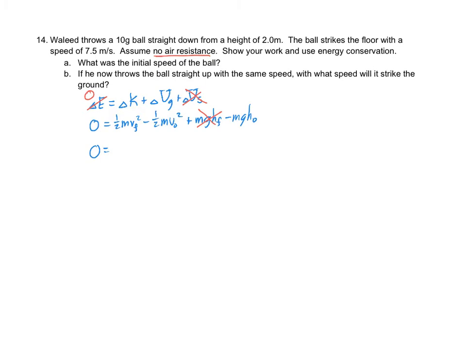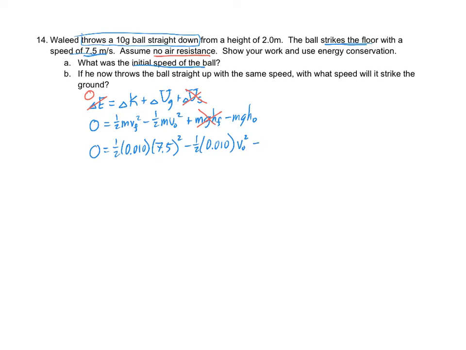Sometimes the kinetic energy goes away, but it does say that it strikes the floor with the speed of 7.5, and it does say that he throws the ball straight down. And so that's going to give us a different answer here. So putting numbers in: 1/2, we got the mass, which is 0.010, times the final velocity. It says it strikes the floor with the speed of 7.5, so that's going to be 7.5 squared, minus 1/2 again the mass, 0.010, times the initial velocity, and that's the question, right? What was the initial speed? So we'll leave that there.